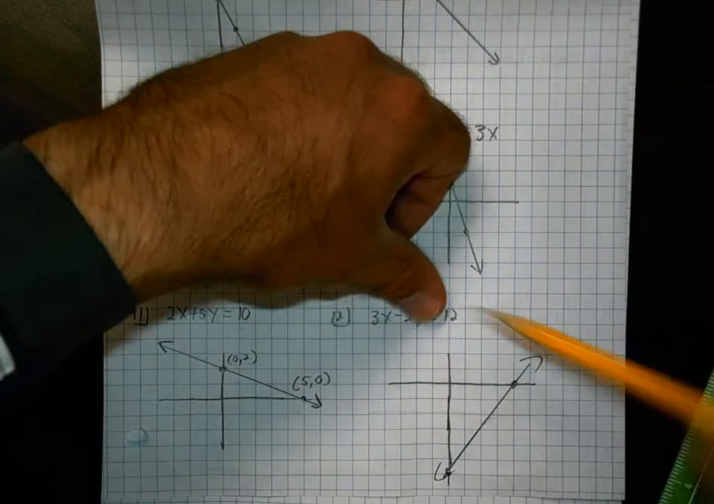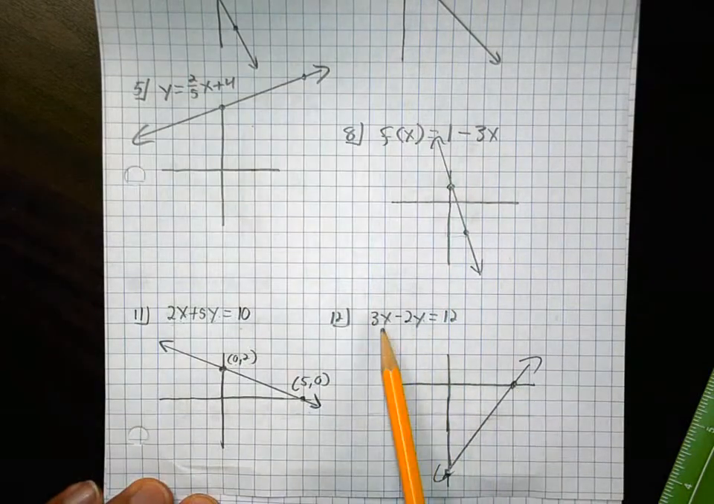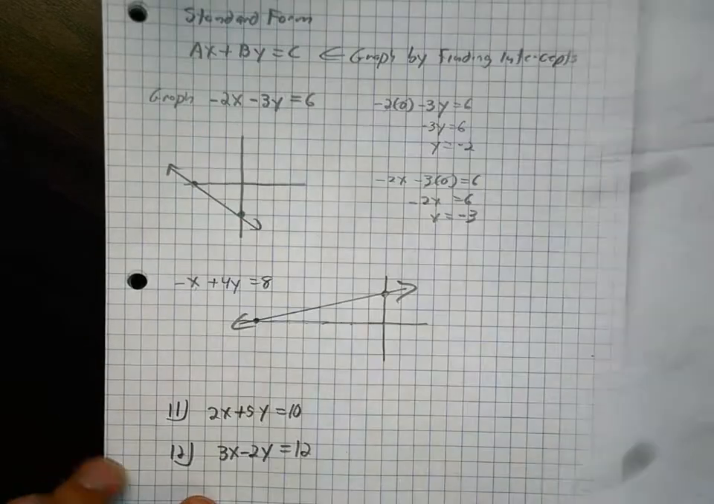3x minus 2y equals 12. Substitute 0 for y, divide both sides by 3, you get 4. Substitute 0 in for x, divide by negative 2, I get negative 6. So there's my graph on that one.